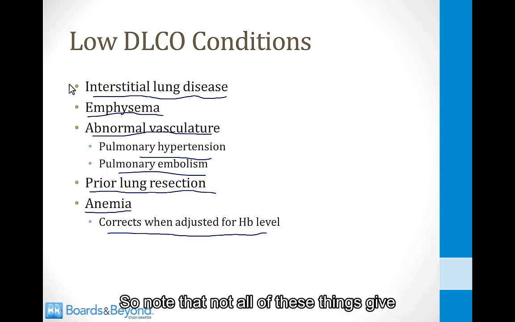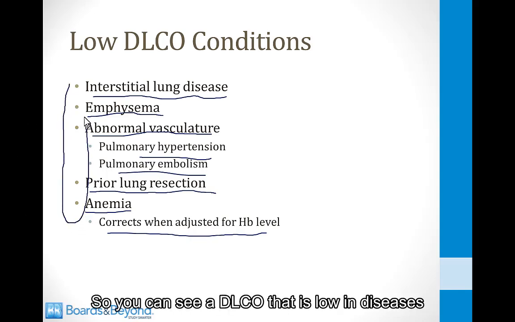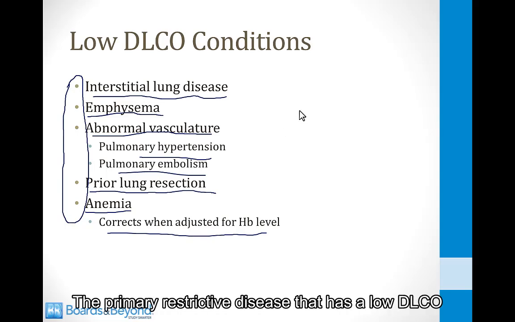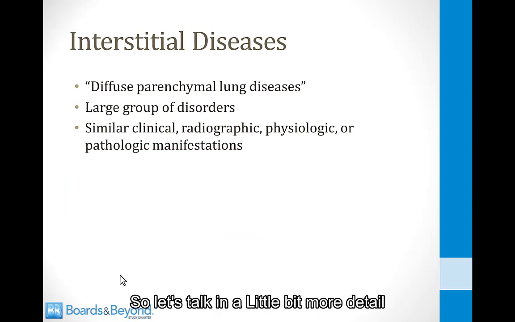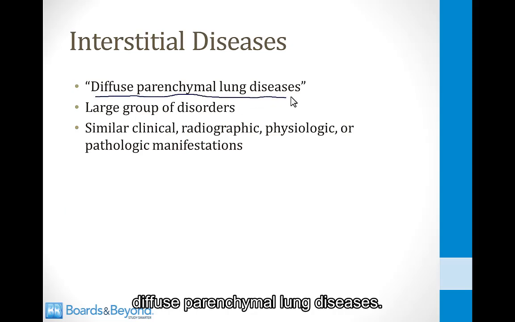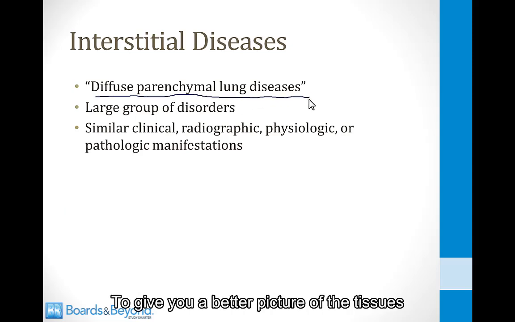So note that not all of these things give a restrictive lung pattern, so you can see a DLCO that is low in diseases that aren't restrictive. The primary restrictive disease that has a low DLCO is interstitial lung disease. So let's talk in a little bit more detail about the interstitial lung diseases. These are sometimes called diffuse parenchymal lung diseases to give you a better picture of the tissues that are involved.